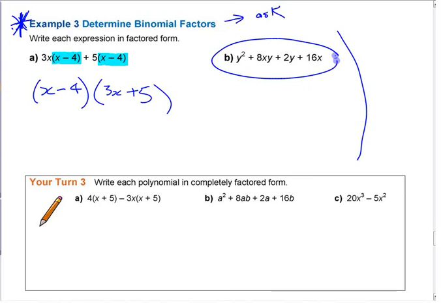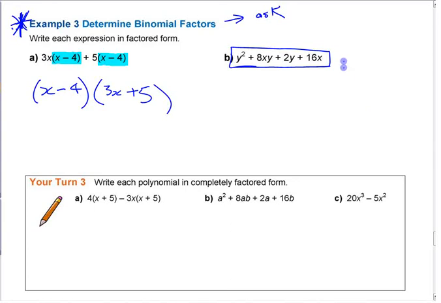If you're given something like this and there's nothing in common, is there anything in common all the way across there? Do those terms have anything in common? Well, the first two have a y, and the second two, the last pair, what do they have?